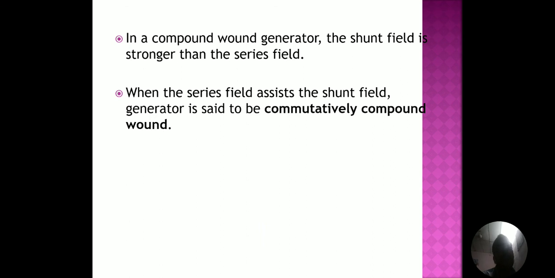In these compound generators, the shunt field winding will be stronger than the series field winding. When the series field winding assists the shunt field winding, it is called a cumulative compound generator. When the series field winding is opposite to the shunt field winding, then it is called a differentially compound generator.